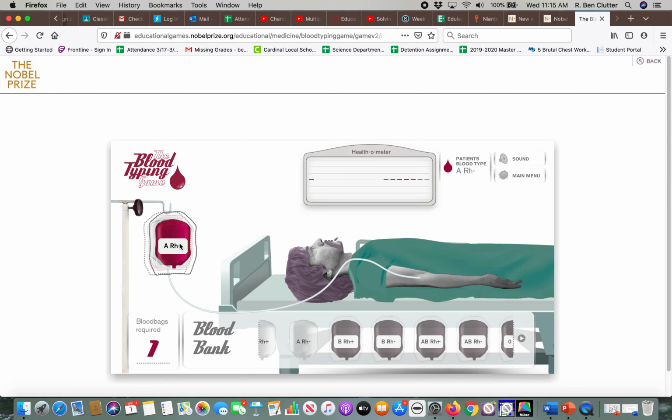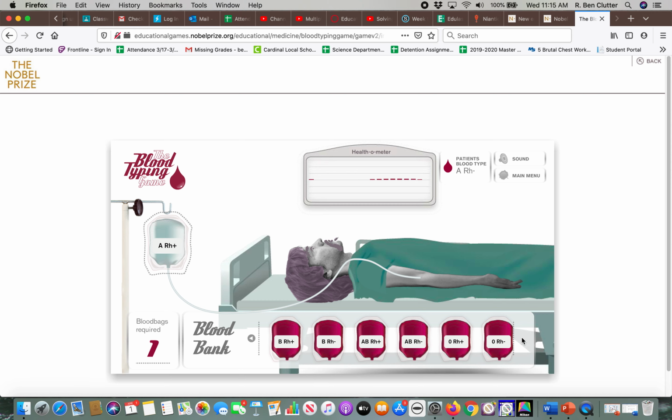Should it work? I think it will not work. Ooh, don't do that. That's not good. Remember, O is a universal donor, so O is always good. The question is, O positive or O negative? O positive? No! Well, O negative is the only other option for this guy. A negative and O negative should have been the two that we should have done.